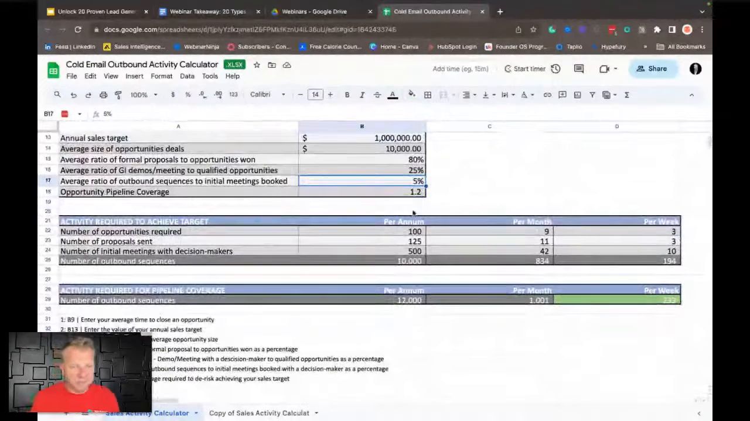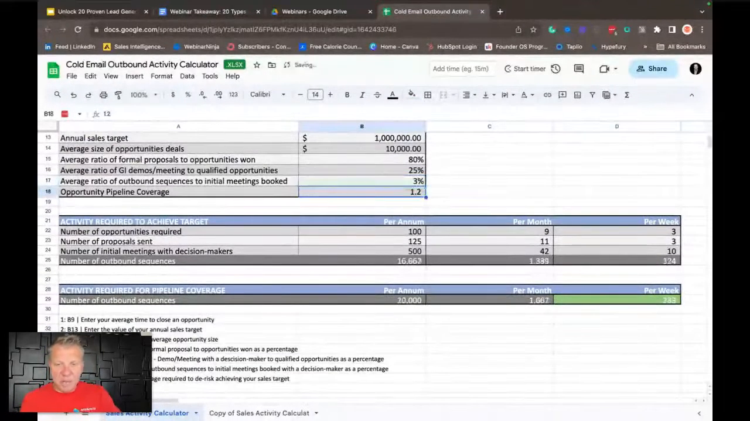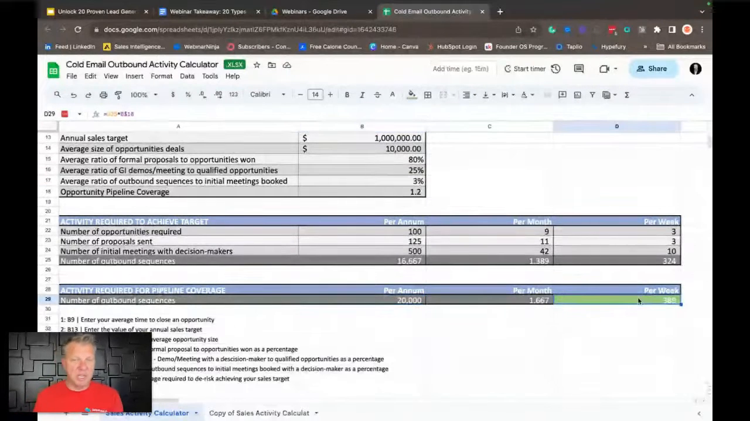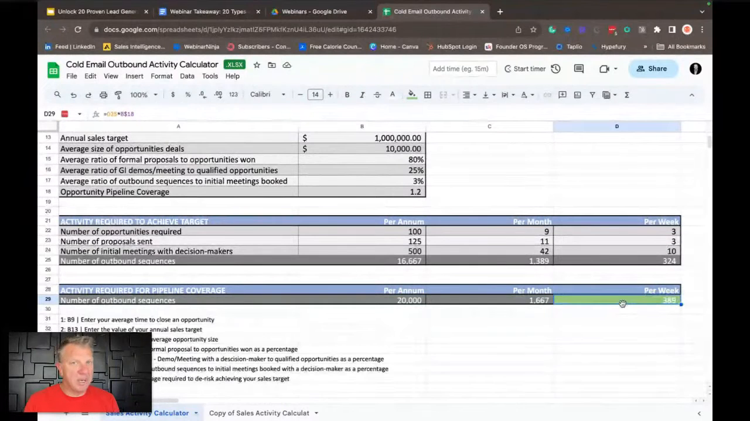Now, if that reduces from 5% to 3% meetings booked, which is probably a little bit closer, then you're looking at 20,000 cold email outbounds to send out, which is 389 a week. So the reason to bring that up is just to show you, if you have just a cold email strategy alone, it'd be very difficult to hit your sales targets unless you're spamming so many people.